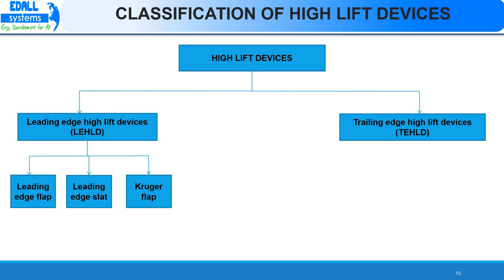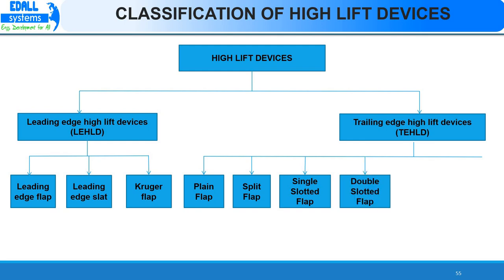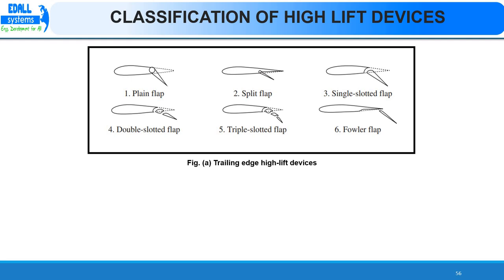There are many types of trailing edge high lift devices. The most common types are plain flap, split flap, single slotted flap, double slotted flap, triple slotted flap, and Fowler flap. Figure A shows the sketches of trailing edge high lift devices.